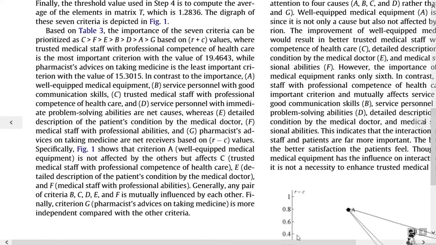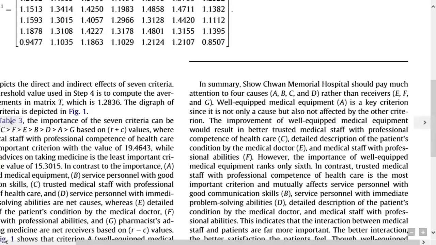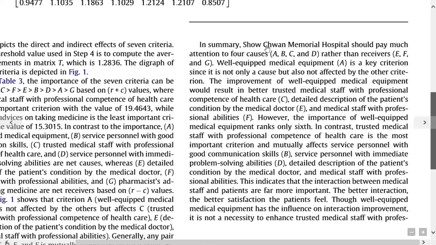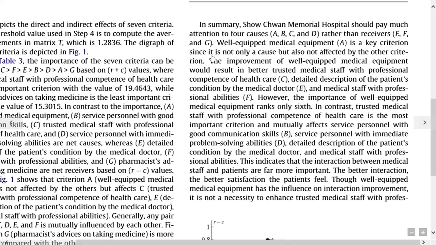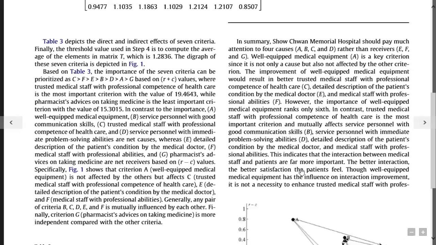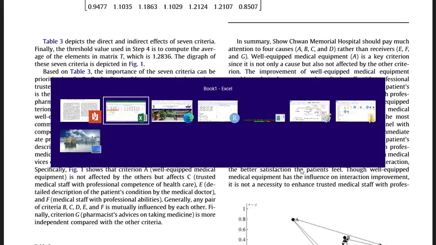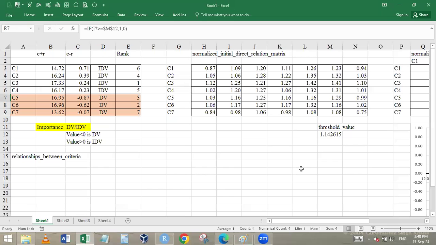And second, here they are providing which is the cause and which is the effect. Well-equipped medical equipment is a key criterion, since it's not only a cause, but also affected by the others. Improvement in the well-equipped medical equipment will result in an effect, and you'll write where the effect arrow will go, and this way it will be written. So the purpose of the ranking is to give management an idea of where they should focus more. That is the point. Yeah, got it.